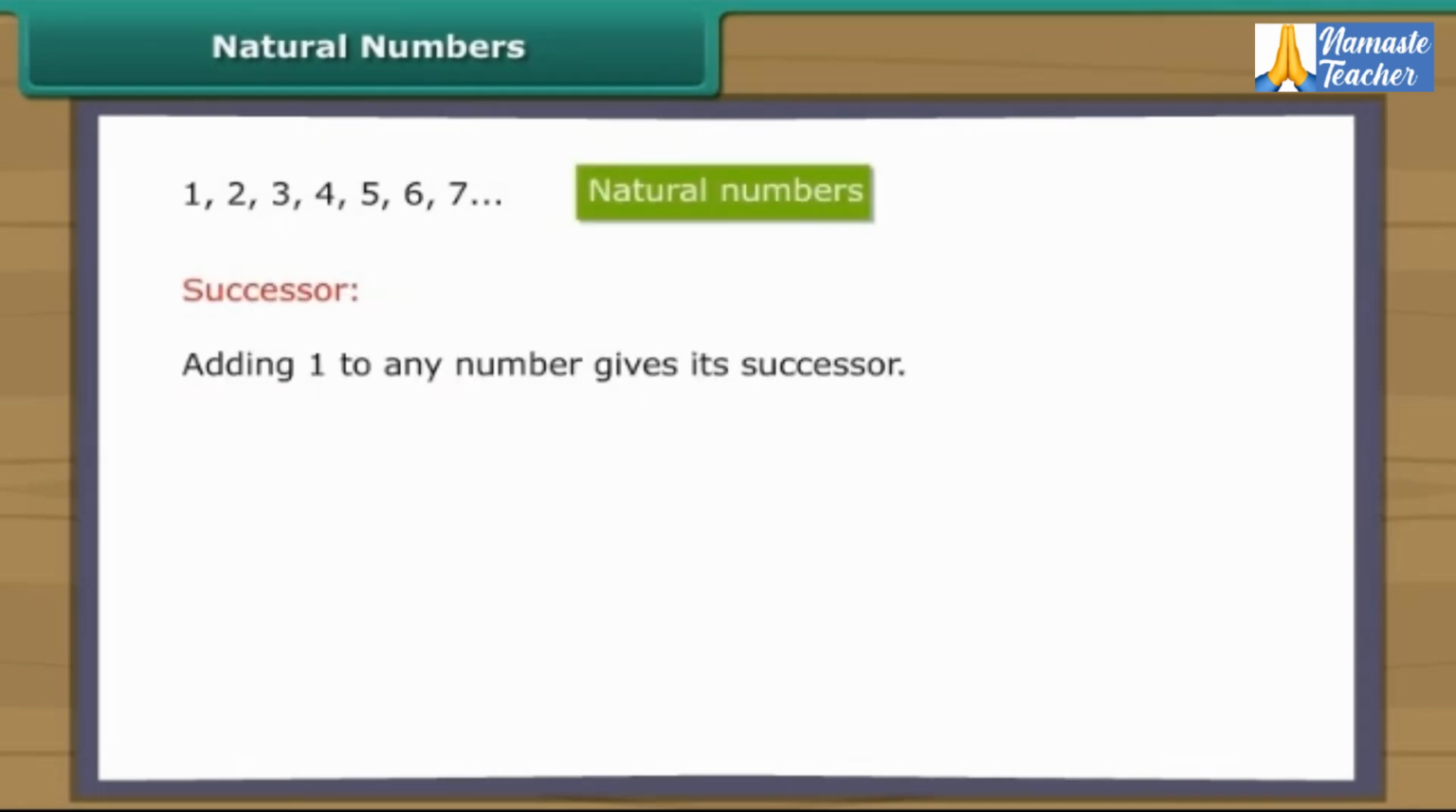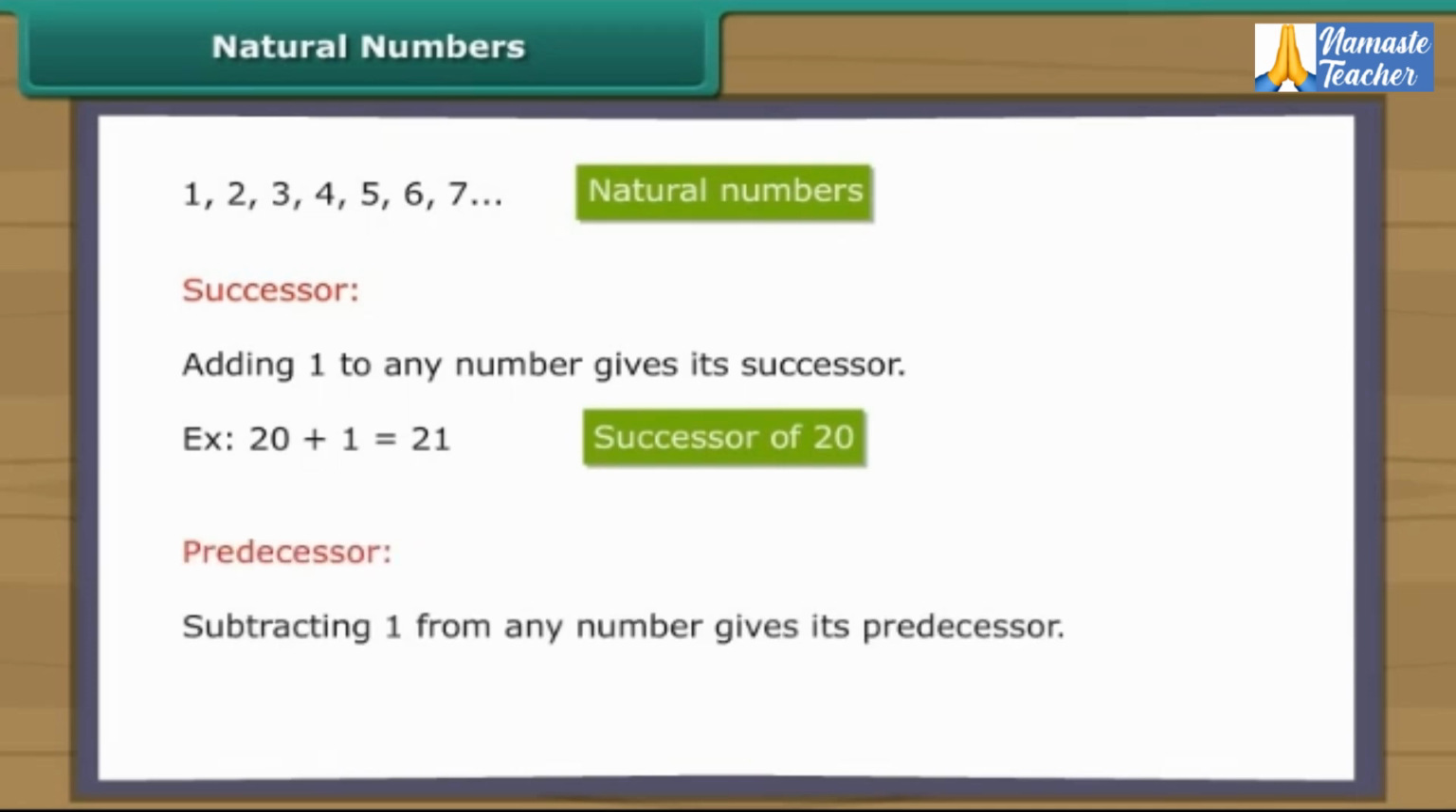Natural numbers. We use 1, 2, 3, 4 to count the objects. Counting numbers are also known as natural numbers. Adding 1 to any number gives its successor. Example, 1 added to 20 gives 21, which is the successor of 20. Subtracting 1 from any number gives its predecessor. Example, subtracting 1 from 20 gives 19, which is the predecessor of 20. Interesting question. What is the largest natural number?